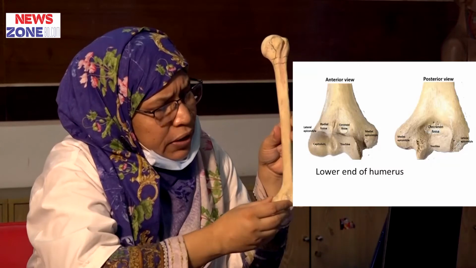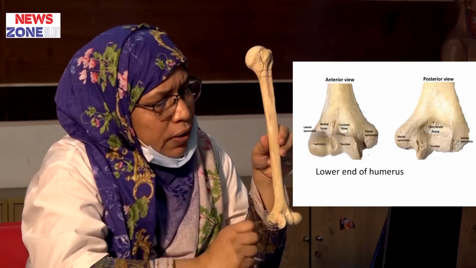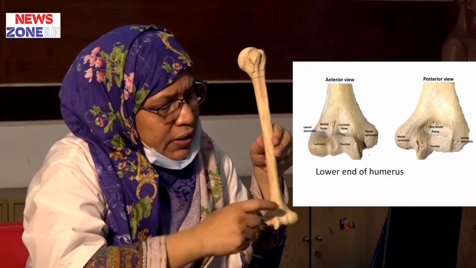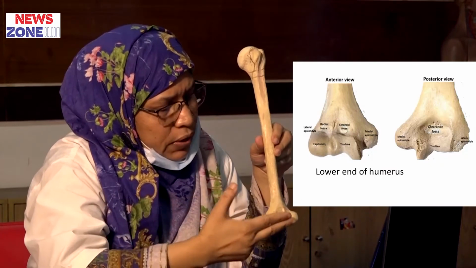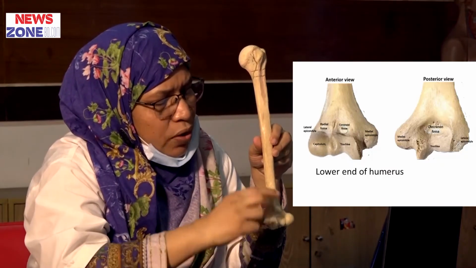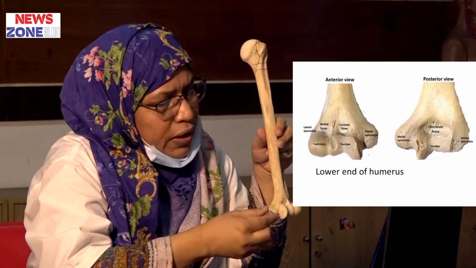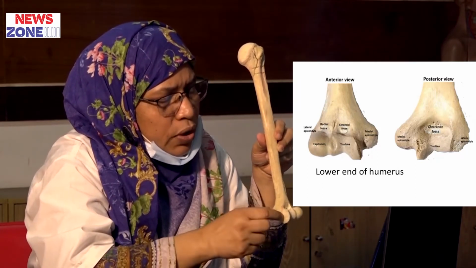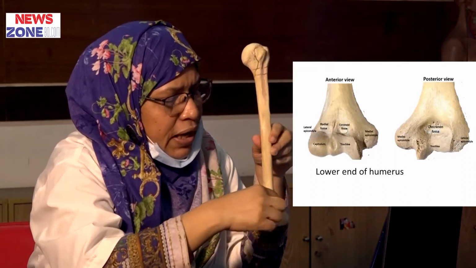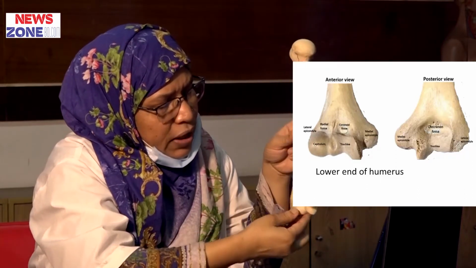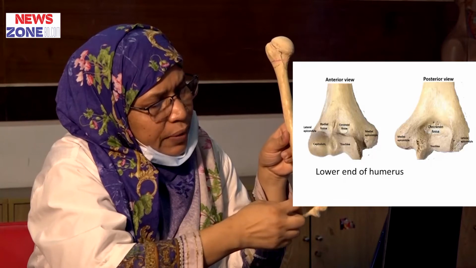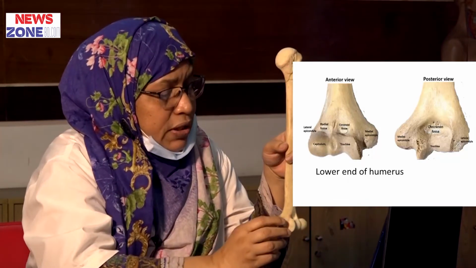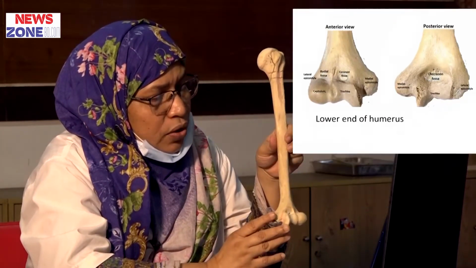Now, showing the capsular attachment, the articular parts are within the capsule. You can show it like this, the two epicondyles are excluded. Like this you can trace the articular capsule. So this is the feature of the lower end.